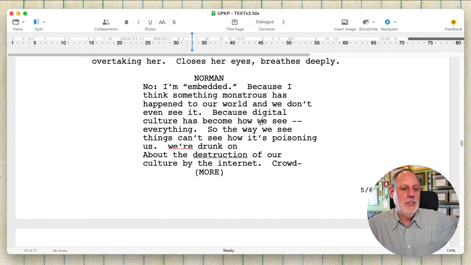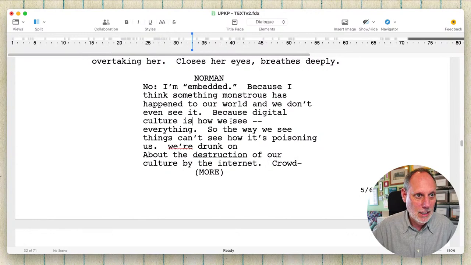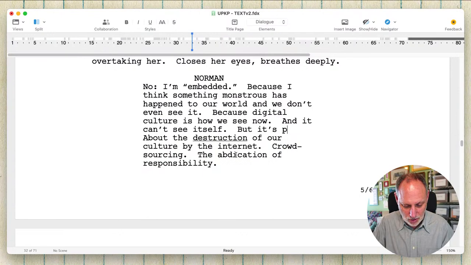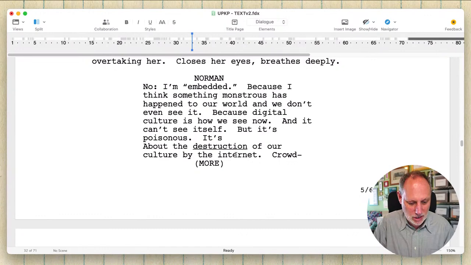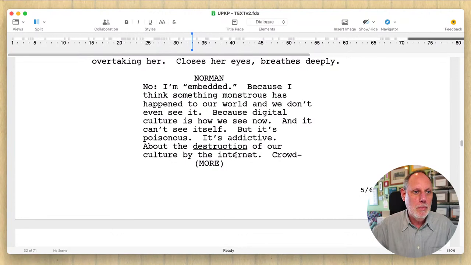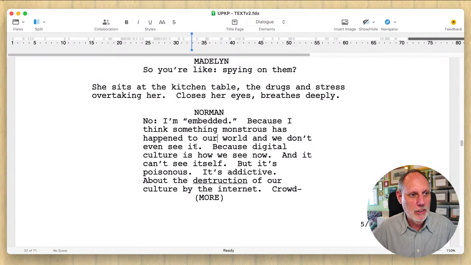Okay, let me see if this is working. No, I'm embedded, because I think something monstrous has happened to our world and we don't even see it, because digital culture is how we see everything. It can't see itself, but it's poisonous. It's addictive. Let's see. No, I'm embedded. Because I think something monstrous has happened to our world and we don't even see it.